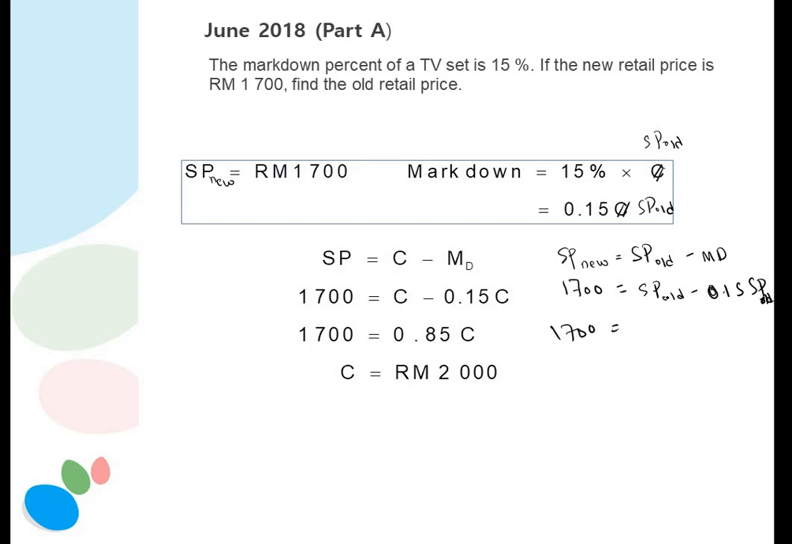Okay, 1 old selling price minus 0.15 old selling price, we get 0.85 old selling price. So the old selling price equals 1700 divided by 0.85, which equals RM2000. Okay, the answer is still the same, just the way we write down the information.